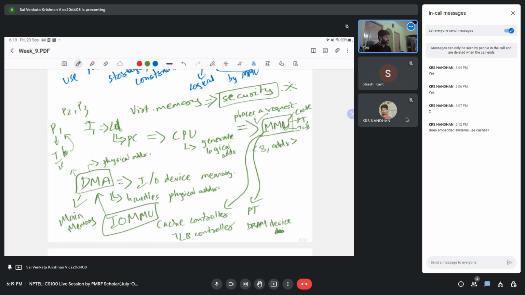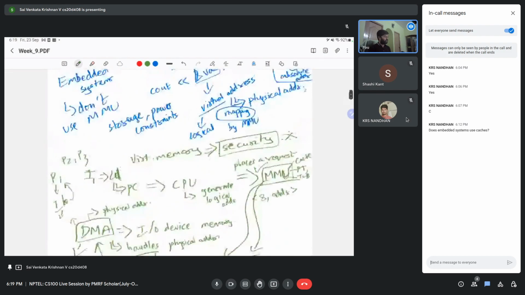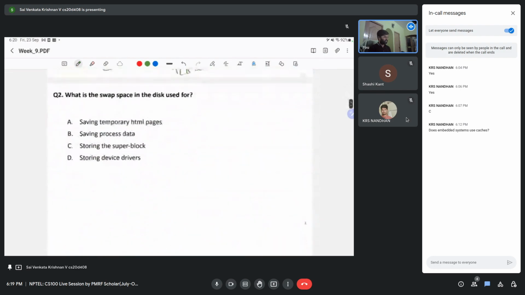Cool. So coming back to Nandan's question, he had asked whether embedded systems use caches. It depends on the scenario. They can directly use the main memory itself, implemented in SRAM or something, for faster access if it's very small, or they can use caches. Nothing stops an embedded system from using caches. It's for performance and optimization only, right? So we can use caches. That's not an issue. So if there are no more doubts in question one, let's move to question two.